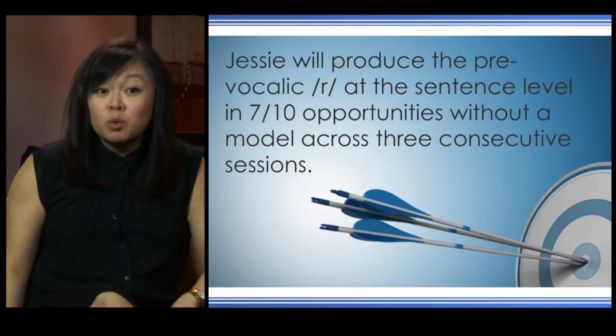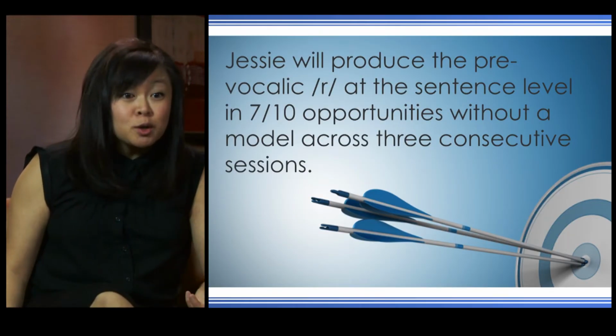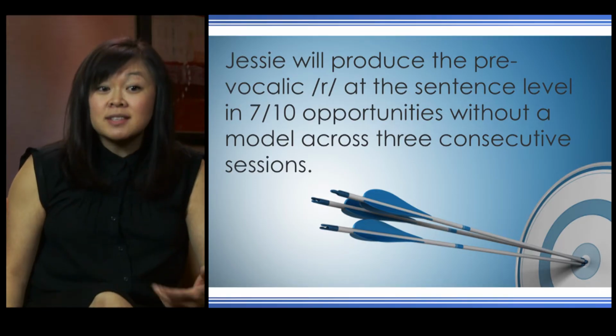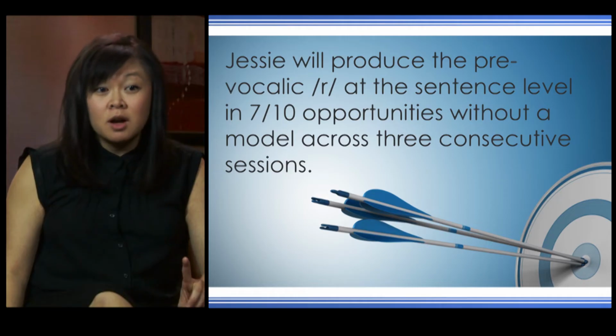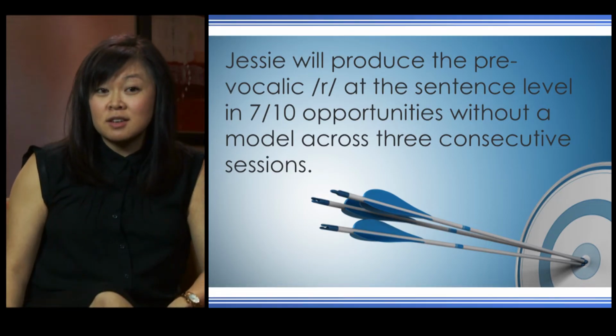So I would write this goal for Jesse. He's going to produce the prevocalic R at the sentence level in 7 out of 10 opportunities without a model across 3 consecutive sessions. And for me, as a speech-language pathologist, I know that people have the most outcome whenever we drill. So when he comes to see me for 30 minutes or 45 minutes during our sessions, he's going to leave with about 200 to 300 repetitions of that prevocalic initial R sound.